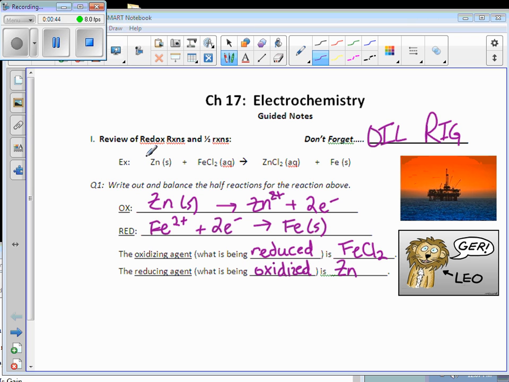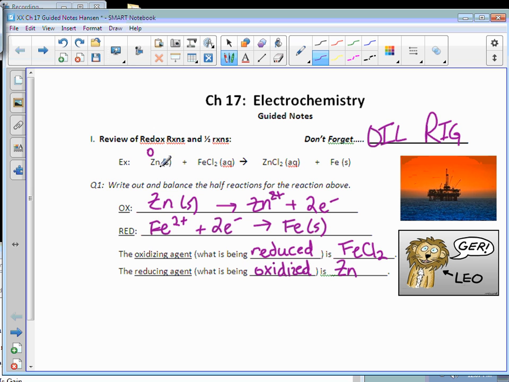The zinc, sorry, the zinc is a 0 because it's in its elemental state. And then over here, it goes to a +2. So we're going from 0 to +2. That is a loss of electrons. So zinc solid breaks down into zinc 2+, and you lose 2 electrons. So that's our oxidation. Reduction is, of course, the opposite.